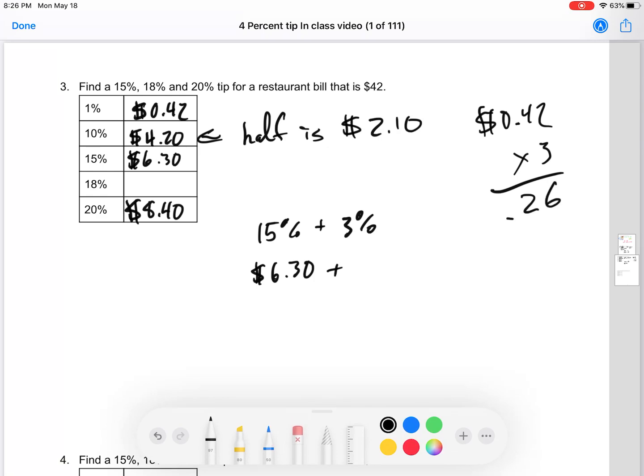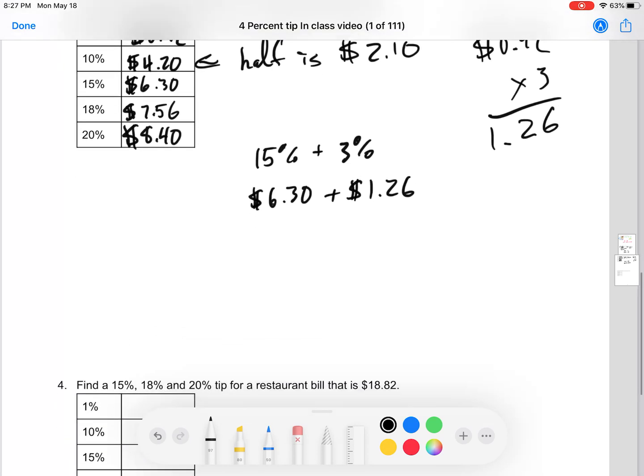6, 2, 1, right? $4 and what? $4. Sorry. That is $1.26. There we go. So that's going to be $1.26. And now just put that all together. We're going to have $7.56.